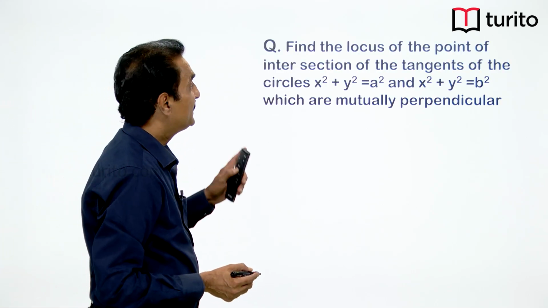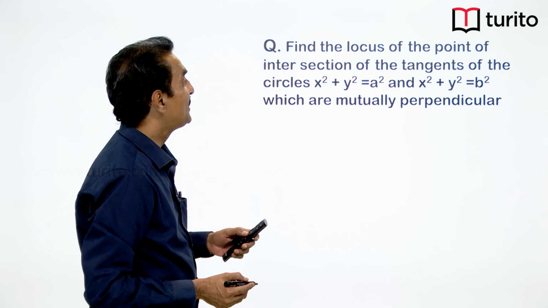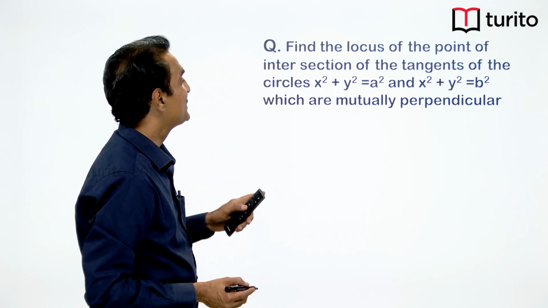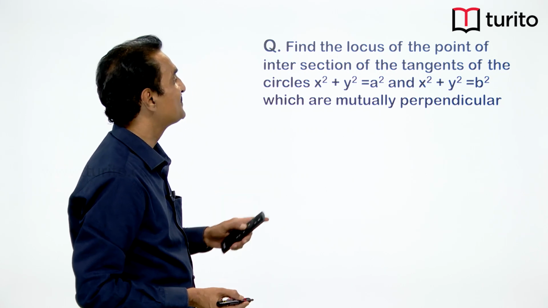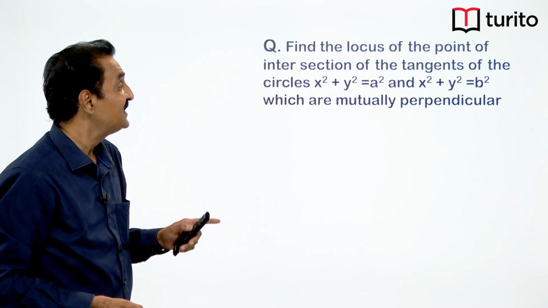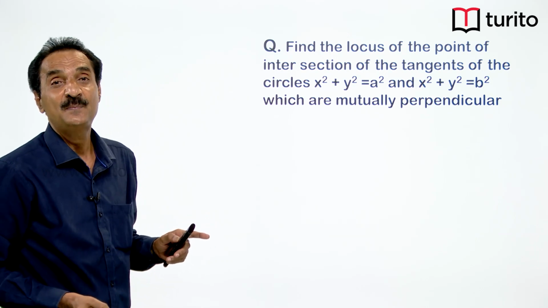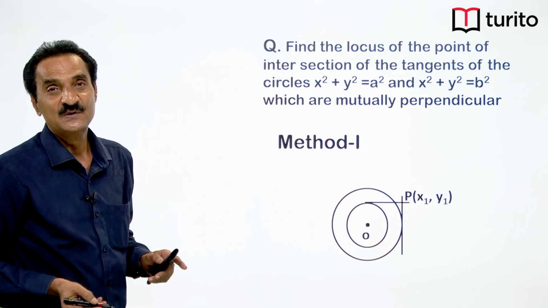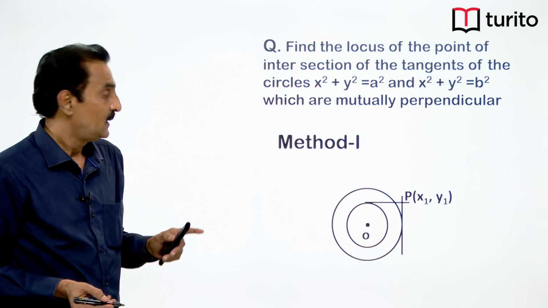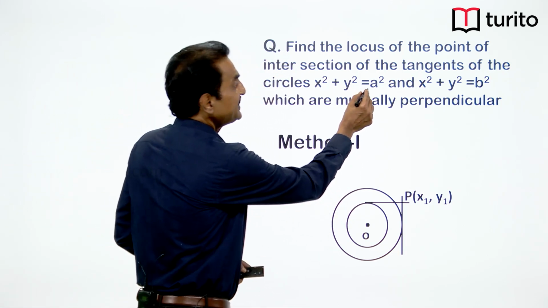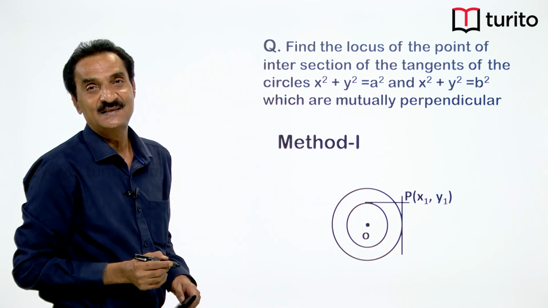Find the locus of the point of intersection of tangents to the circles x square plus y square is equal to a square and x square plus y square is equal to b square, which are mutually perpendicular. I am going to explain in two methods. In method 1, let us assume that a is less than b.